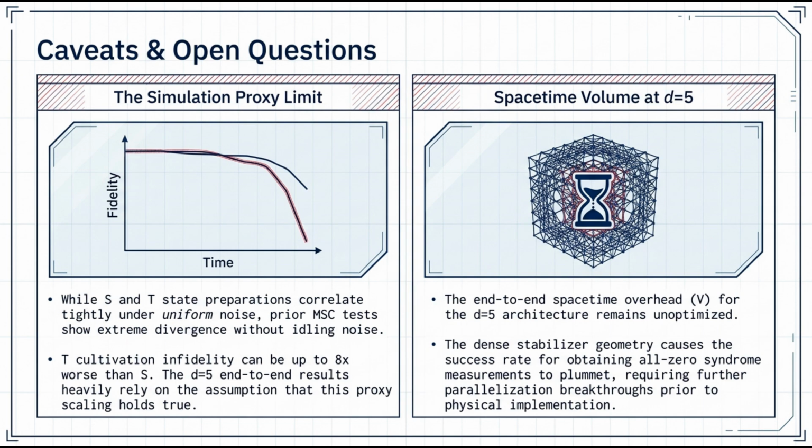Second, the end-to-end spacetime volume for the distance 5 architecture is currently unoptimized and remains very large. Due to the dense stabilizer geometry of these larger codes, the success rate for obtaining all zero syndrome measurements is very low, emphasizing the need for future parallelization breakthroughs before physical implementation.